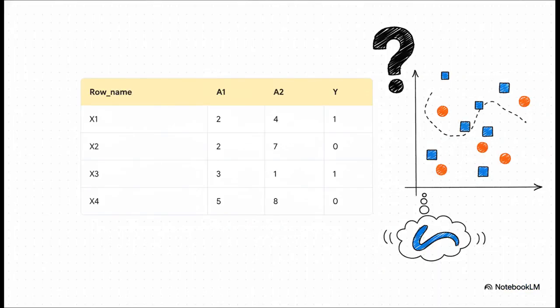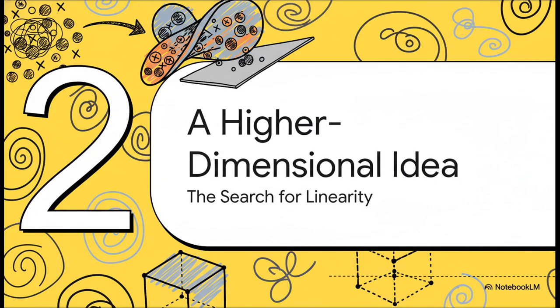So to make this real, just take a look at this sample data. We've got two features, A1 and A2, and then a label, Y, which tells us if a point belongs to group 1 or group 0. Now, you don't even have to be a data scientist to see the problem here. If you tried to plot these points on a graph, you'd realize right away there's no single straight line you can draw to cleanly separate the ones from the zeros. They're all tangled up.